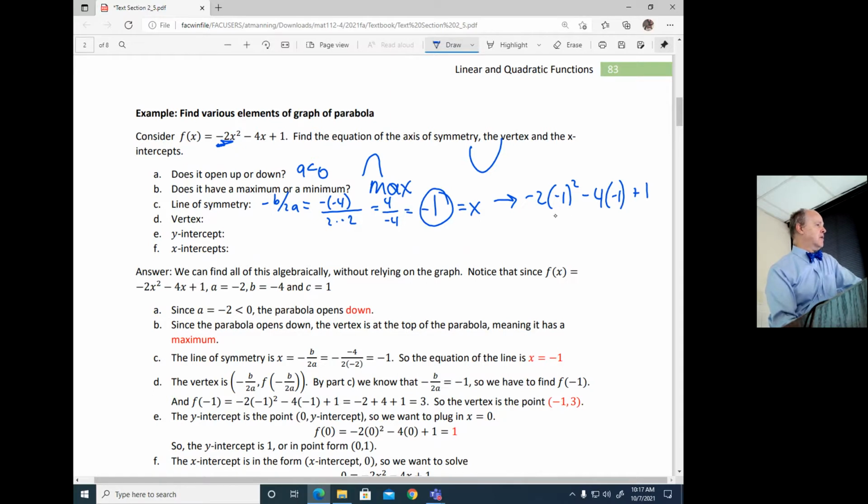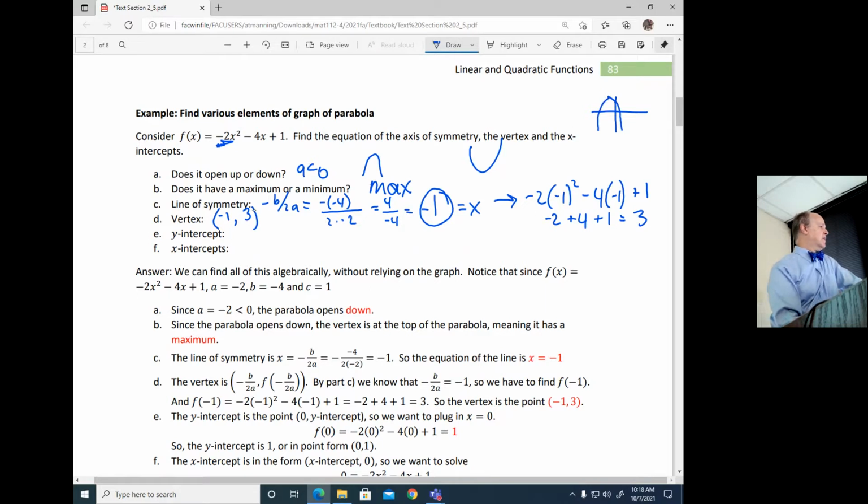Negative 1 squared is 1, so negative 2 minus 4 times negative 1, that becomes a plus 4, plus 1 equals 3. So my vertex is at x equals negative 1, y equal to 3. That's my vertex, so I can start looking on the graph. Negative 1, 3 is about here. I know it's going to curve down, something like that.